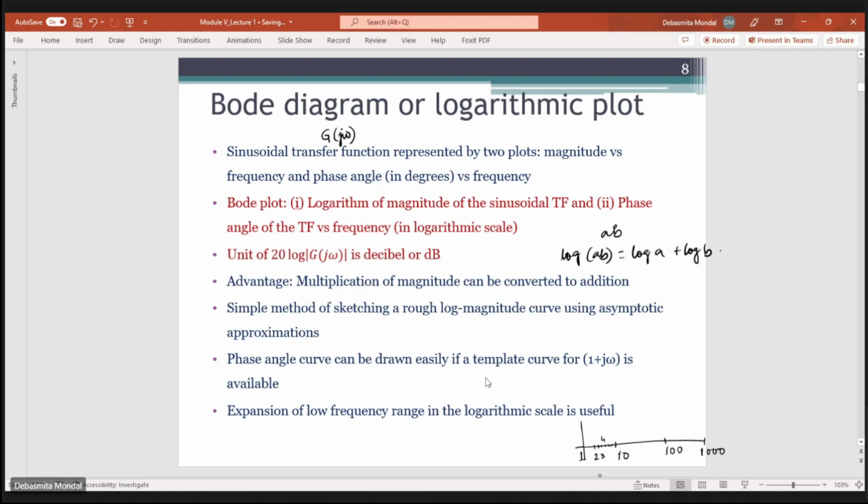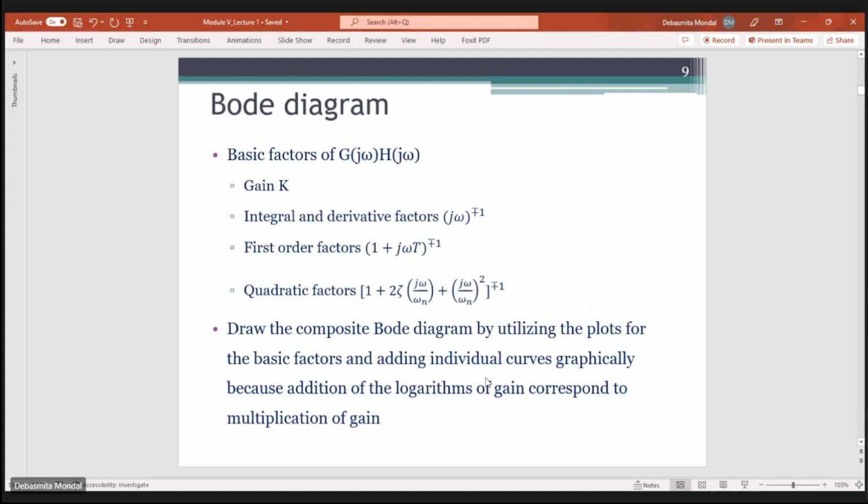Because in most cases, the important properties or characteristics of the system can be found out if you analyze the response of the system in the lower frequency range. So now draw this Bode diagram. In the Bode diagram also, we will draw the Bode diagram of the open loop transfer function. Before I move into how to draw the Bode diagram, do you have any doubts till now?